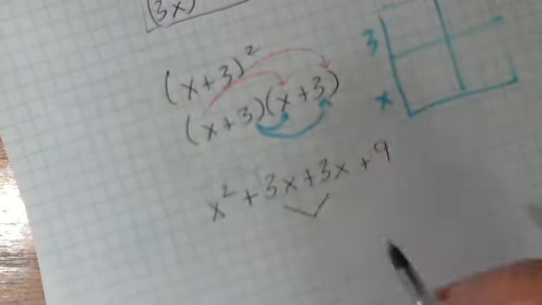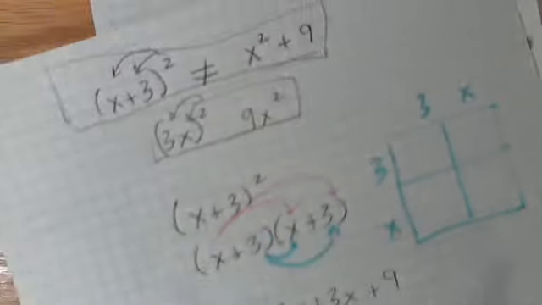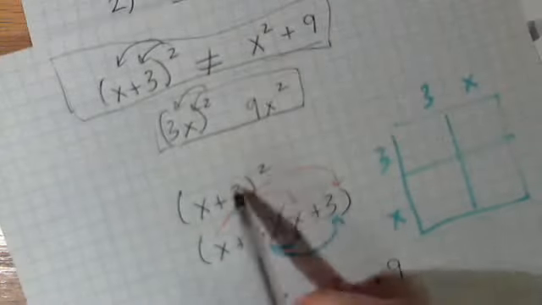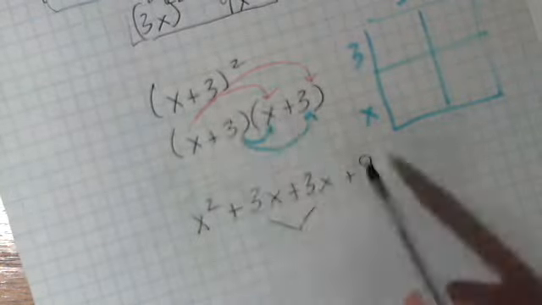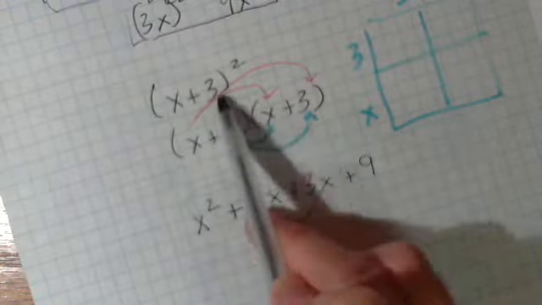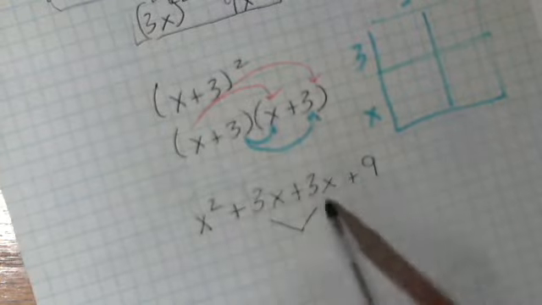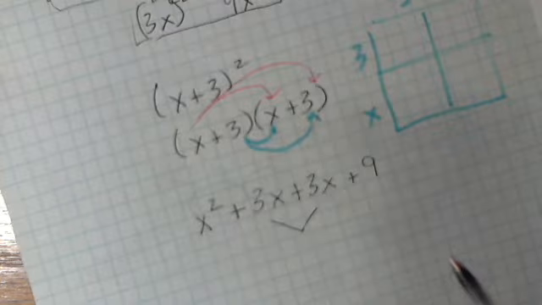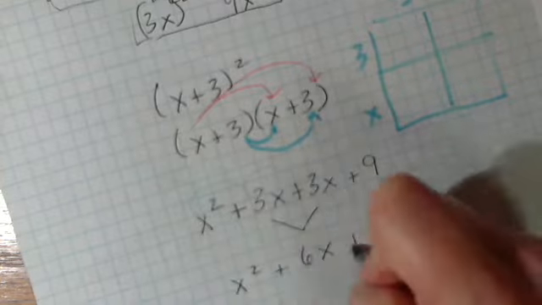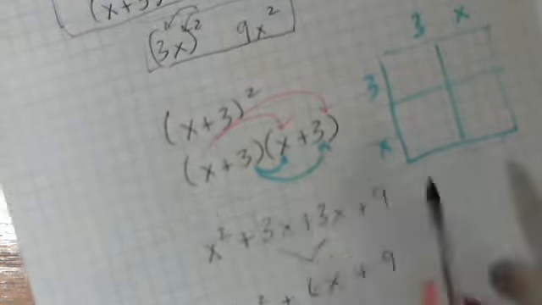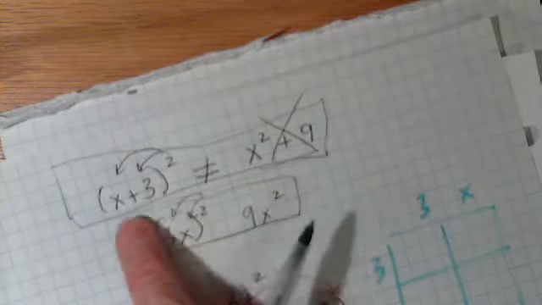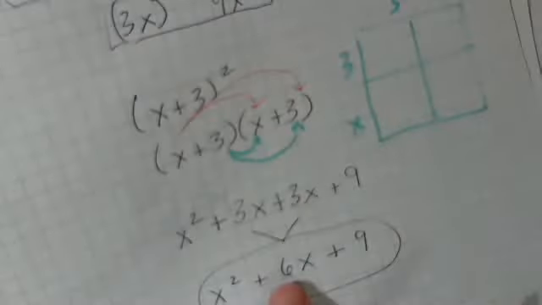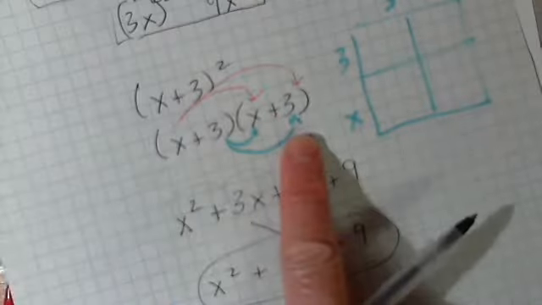This time the two inner terms are exactly alike, and you know what? That's what's going to happen every time you have a binomial times itself. You're going to have the first term squared, boom. You're going to have the last term squared, boom. And you're going to have the first and second term multiplied together and then doubled. So we're going to get x² + 6x + 9. Now does that look like this? This one's missing the inner term that happens when both things get multiplied by each other correctly, as in this example.